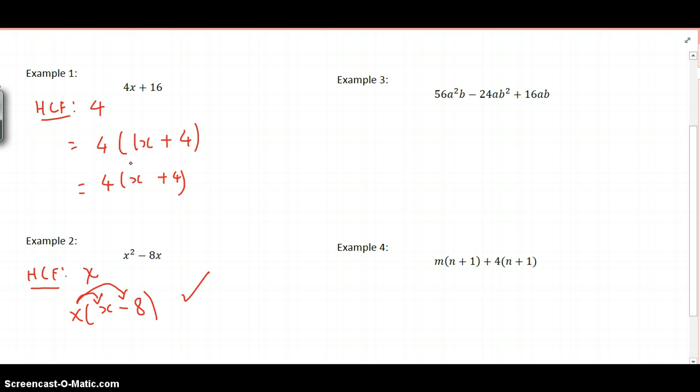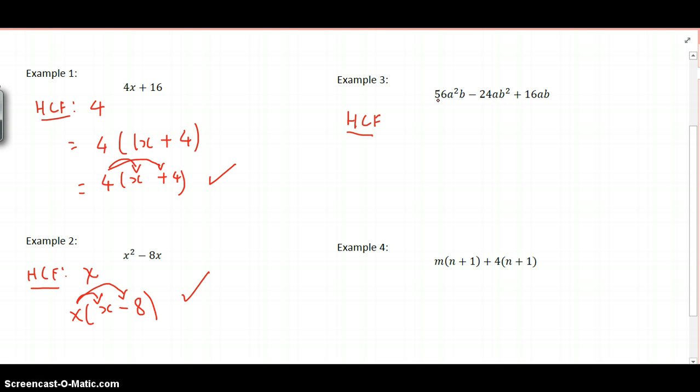If we do it with this one as well, what is 4 times x? 4x, correct. And what is 4 times 4? 16, which means this answer is correct. It's important to double check your answers when you have a final solution. Now let's look at the next one, highest common factor.